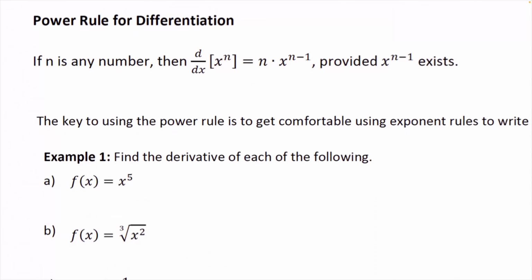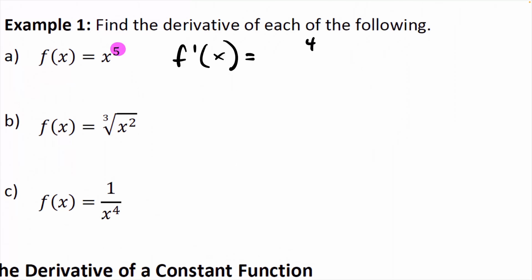Okay, let's look at 1a. So the old power was 5, right? So let's find the derivative. The power rule says whatever the power was before, subtract 1. So what is the new power going to be? 4. And then what do we do with that old power? Multiply it by whatever was in the front, right? Well, what was in the front of x that we never write? A 1. So 1 times 5 makes 5.